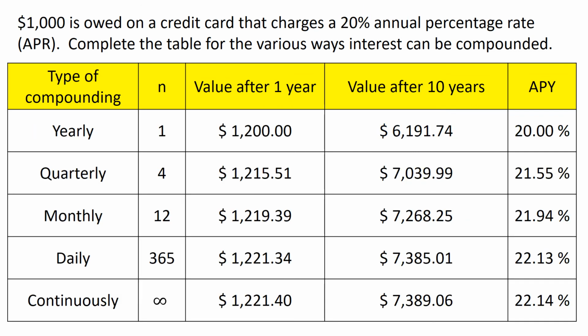Take a look over here, check your answers. And notice that there isn't a huge difference between compounding continually and compounding daily. It's only a few cents after 1 year and a few dollars after 10 years, and the APY is not much different. It's 0.1%. So usually when you see a credit card, it's compounded daily because it simplifies things a little bit, and there's not much of a difference between daily and continuous compounding.